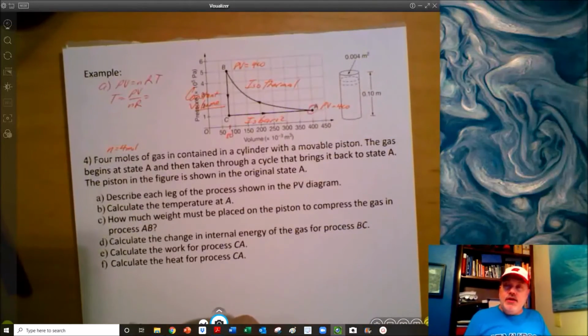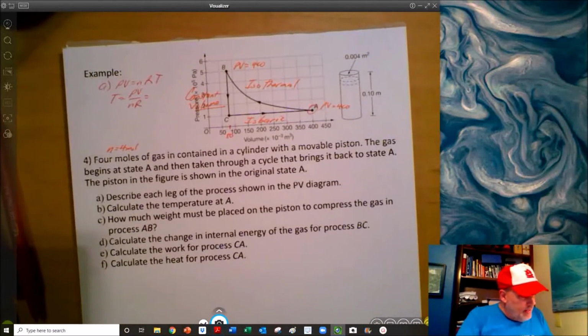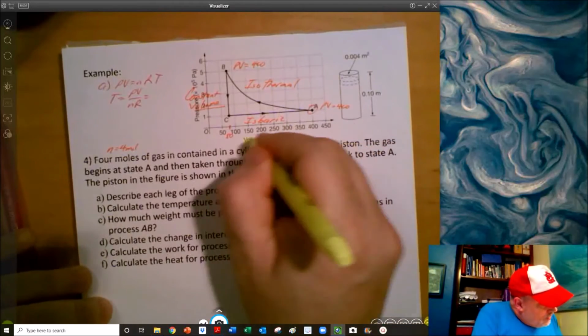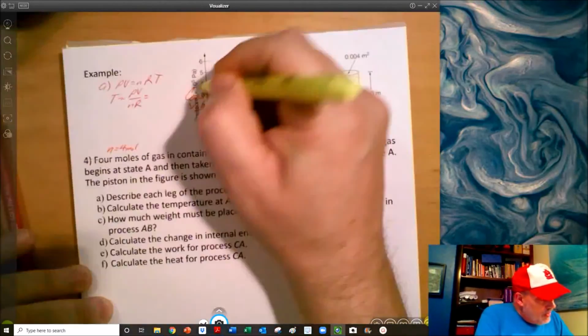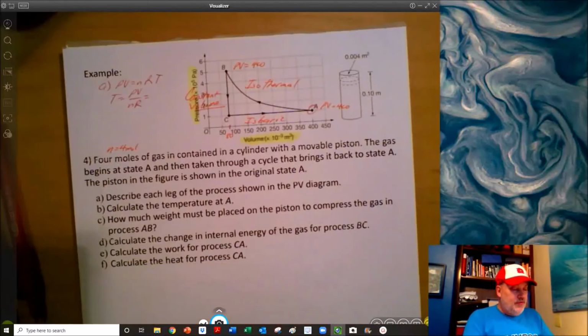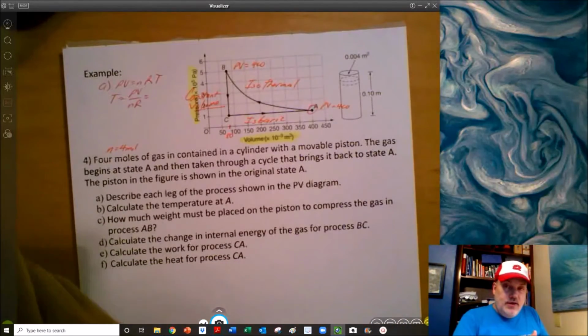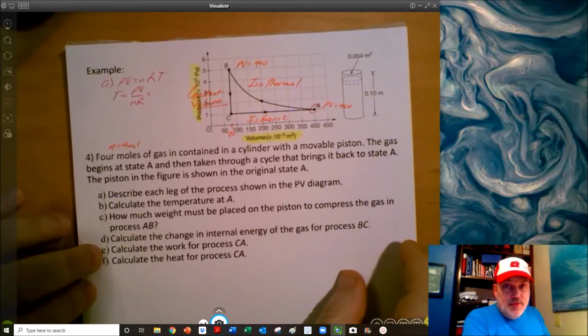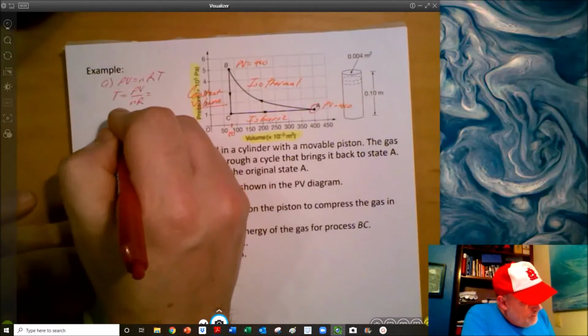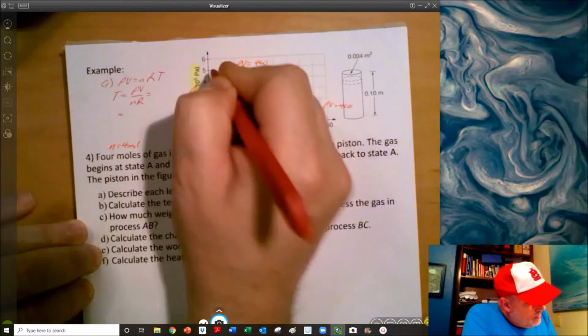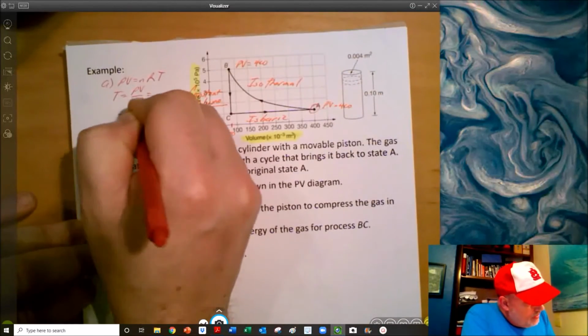Now be very careful, everybody. I'm going to highlight this for you. This volume down here, this is pretty common. It's times 10 to the negative third, and this pressure is times 10 to the fifth. So please watch out. You'll get screwed over every time on the test if you don't pay attention to your units on the axis.